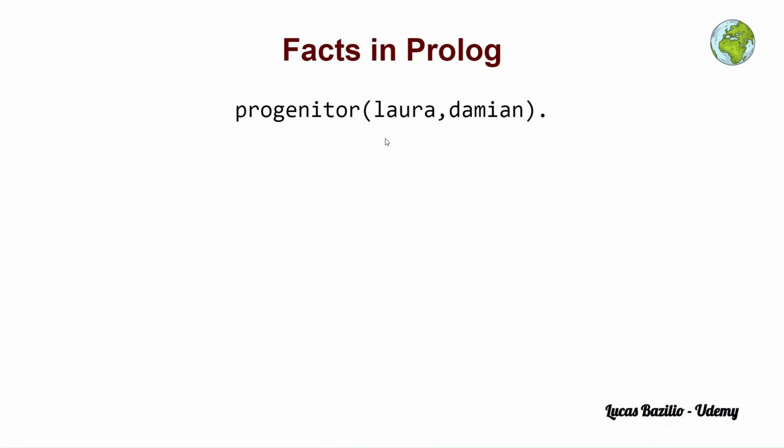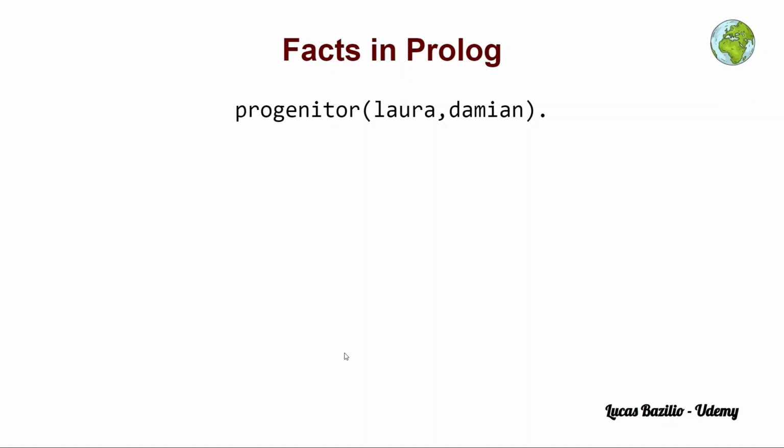What we see here is that Laura is one of Damien's two parents. That is, Laura is one of Damien's progenitors. And essentially here, as Laura is a woman, Laura is the mother of Damien. And in essence, what we have here in Prolog is a fact. So a fact is basically information that we provide to the Prolog database, and this information Prolog can learn.